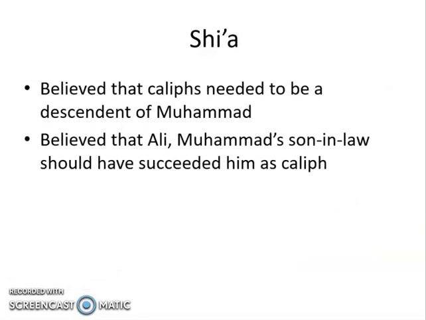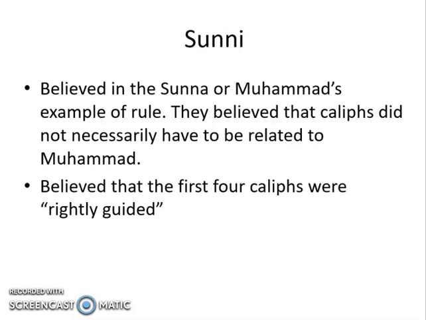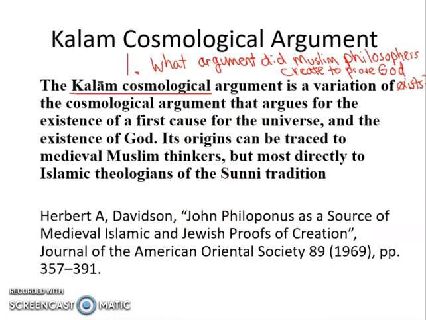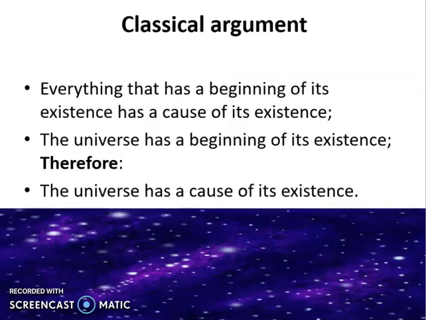We just have a few other things we have to look at. Here's some facts just for you. Sunni, Shia. A few things about Muslim culture, which we'll zoom through really quick. They did have a philosophical argument for the existence of God, which I always thought was interesting. You can check that out. It's just a logical argument about the origin of the universe.